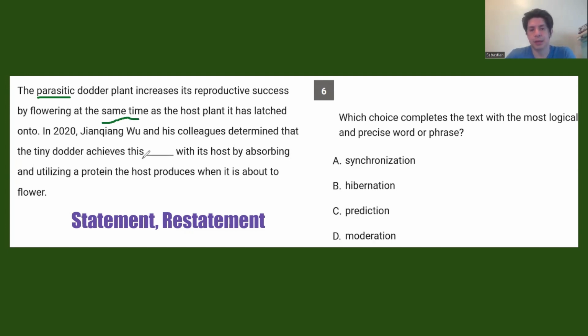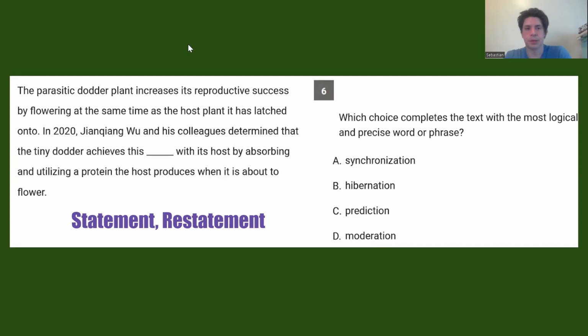Achieves this blank. Hibernation, they don't talk about hibernating. Prediction, I mean, we could almost think it's predicting when it's doing it, but we don't know that. That's not really mentioned. And moderation also doesn't make sense. And synchronization, right? Synchronicity is about being on the same time, so it's A. Okay, so that's why you also want to look at all answer choices and sort of work your way through them, like a maze or something.